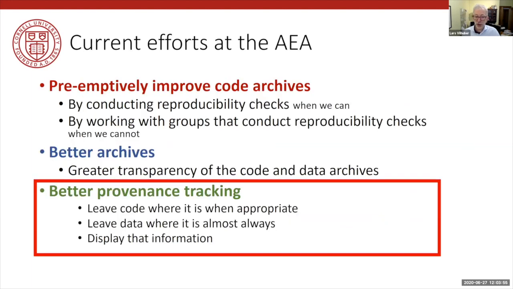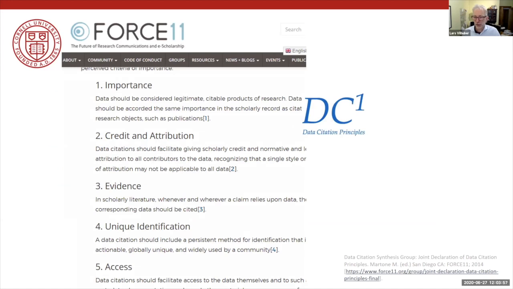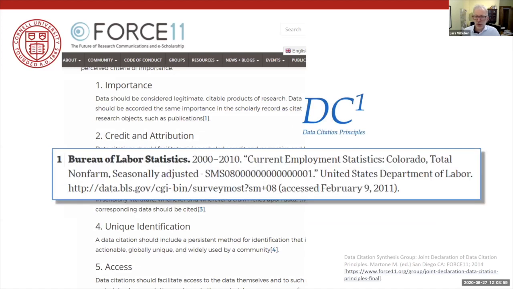And so provenance tracking is where we look at data citations. And just because that's most of the time absent, this is what a data citation looks like. It's very much like a standard citation for an article. It just has some other more technical aspects to it. So I'm going to use this as the launching point for some practical tips.